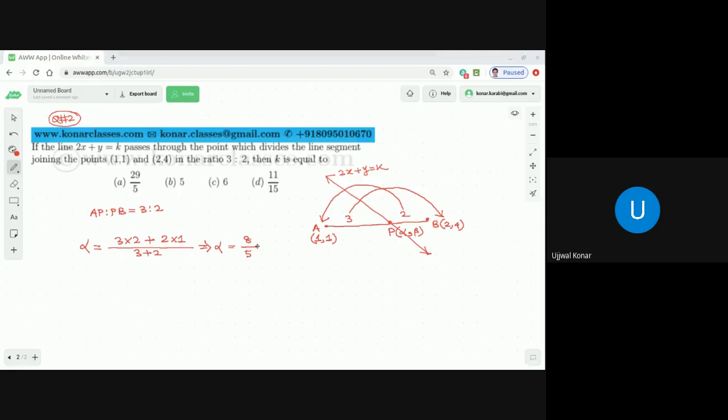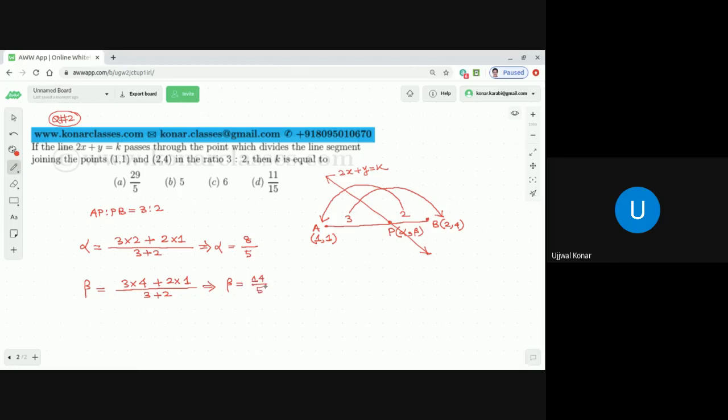Correct, dear students? Now let's find the value of beta in a similar manner. That should be 3 into the y coordinate of the point B, that is 4, plus 2 into the y coordinate of the point A, that is 1, and here the denominator is 3 plus 2. So beta is equal to 14 by 5.